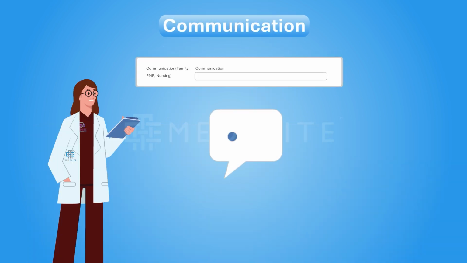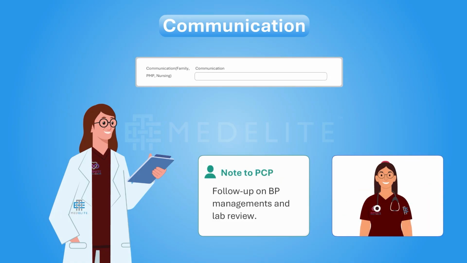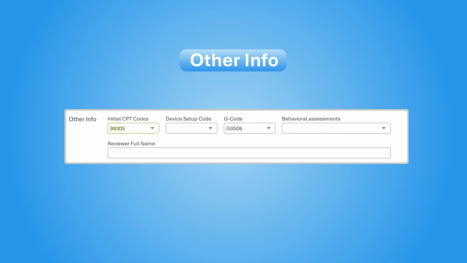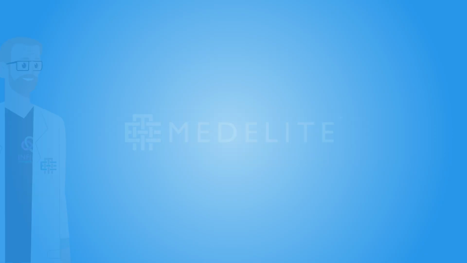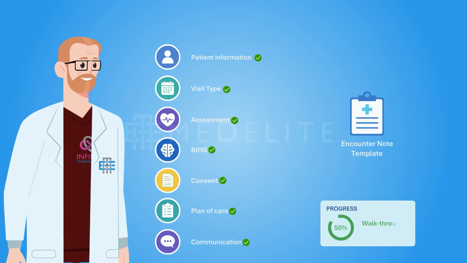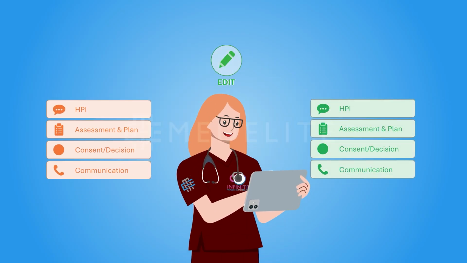Finally, the communications section is where you can document any notes to family, the primary care provider, or nursing staff. The other info section at the bottom is pre-filled with the correct CPT codes and G code. That concludes our comprehensive review of the standardized encounter note for care management services. You now know exactly which sections are pre-populated for you and which ones require your clinical judgment and edits.